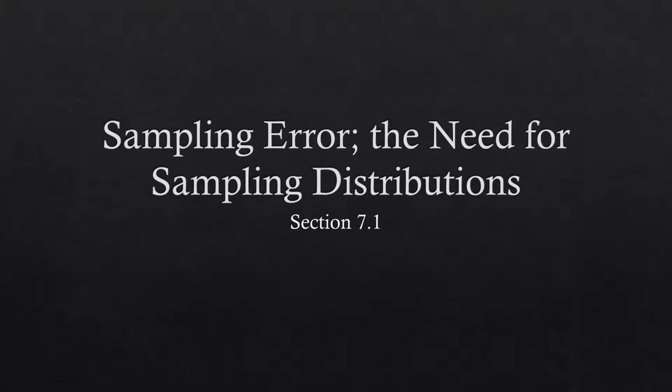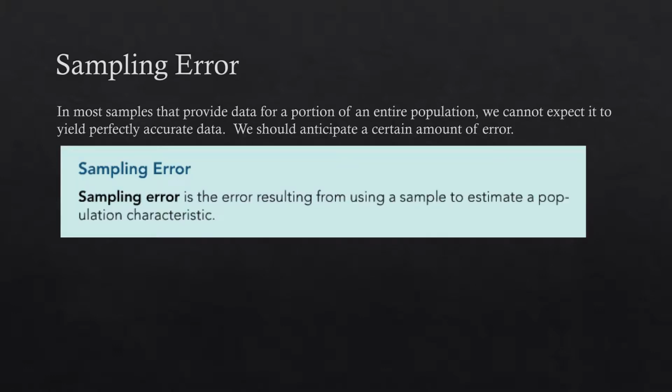However, it's not very practical for us to think that sampling is going to give us exactly what the distribution actually is. It's not going to give us exactly what the population says. Because in most samples that provide data for a portion of an entire population, you can't expect it to be accurate. You've got to anticipate some kind of error because we're human. So we call this error sampling error. It's basically the difference between our sample and our population.